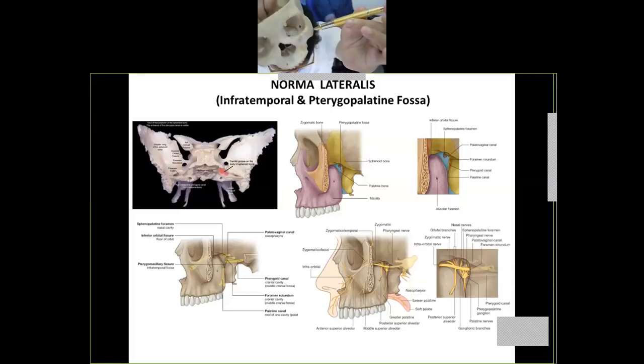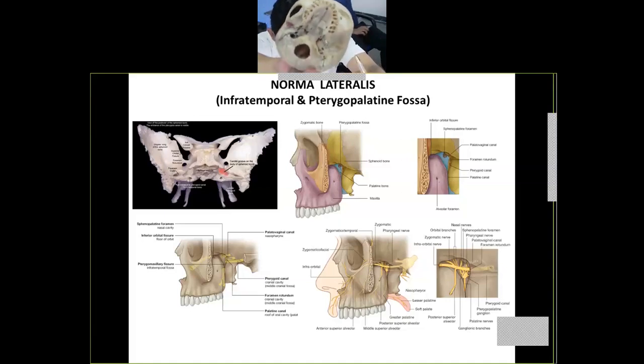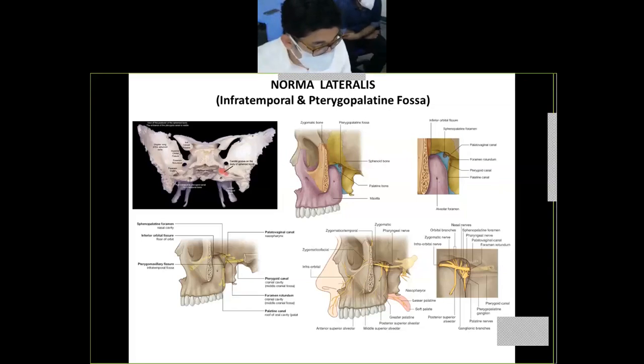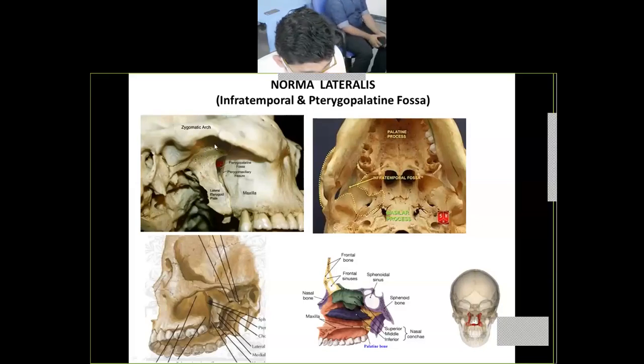So you see the inferior orbital fissure, wait, it's a little tricky, isn't it? How you move your hands. So the inferior orbital fissure is communicating. So this is the fossa. Behind this, the inferior orbital fissure will be communicating with the infratemporal fossa. Okay.